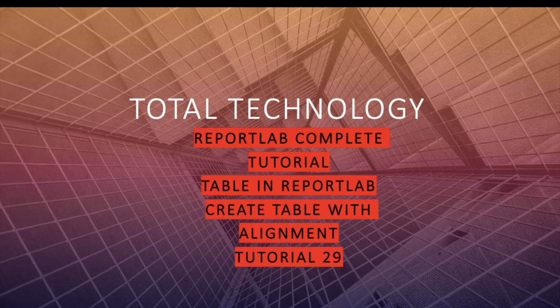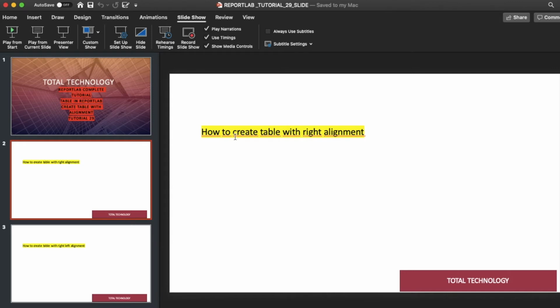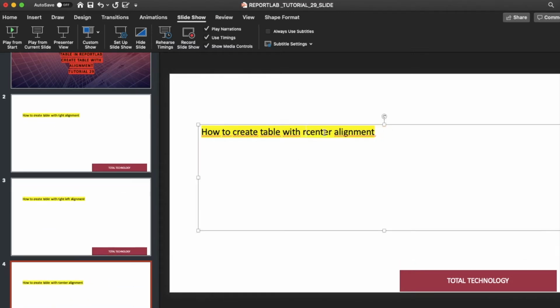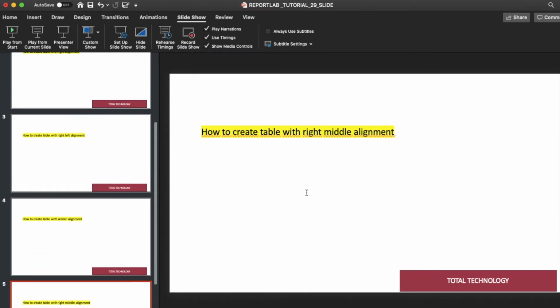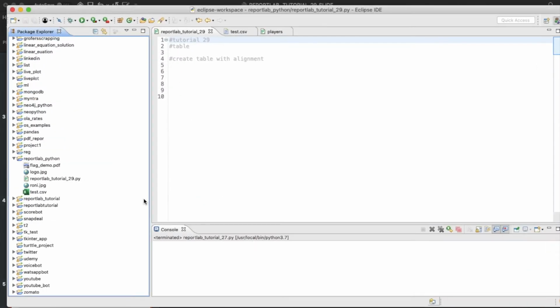Before moving forward, there are four or five different use cases, I'm not sure. How to create a table with right alignment, how to create a table with left alignment, how to create a table with center alignment, and the next one is the middle alignment. So there are four total use cases. Let me first open this.